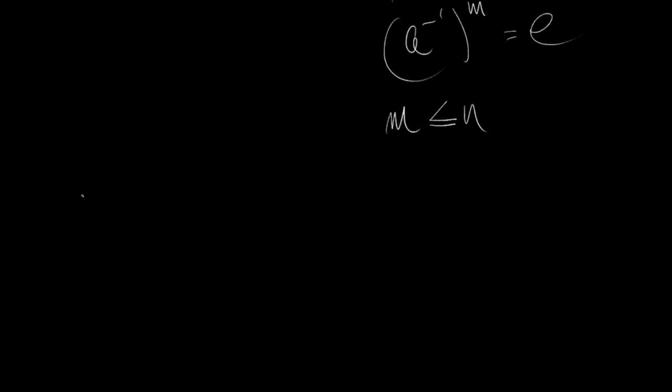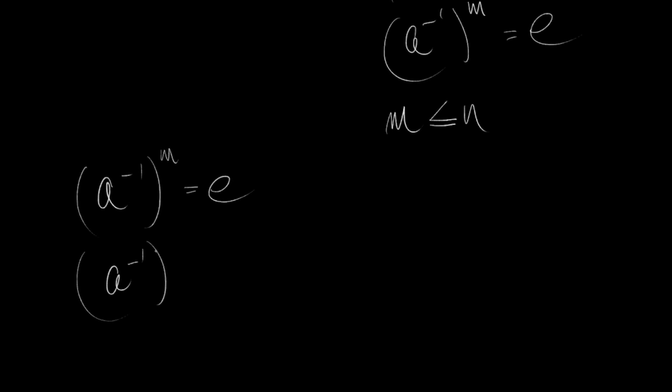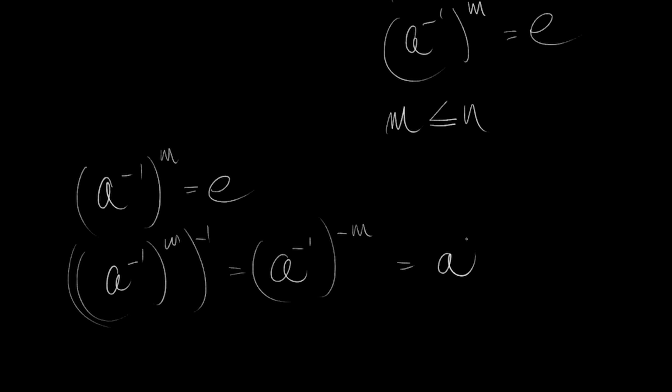We know that the order of a inverse is m, so a inverse to the power m is equal to the identity, right? Let's take the inverse again. We have a inverse to the power m, inverse, is equal to a inverse to the power negative m, which is equal to a to the power m, right?